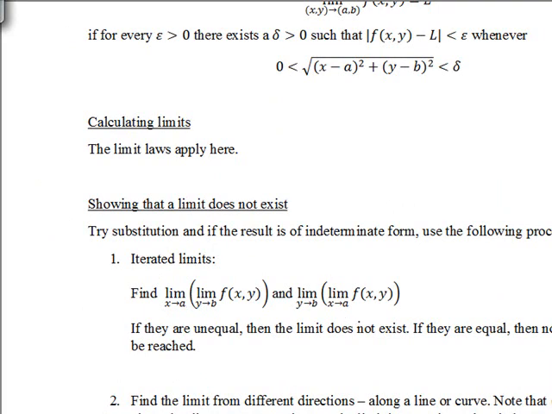If they are unequal, then the limit does not exist. If they are equal, don't say the limit exists. That's just along one direction or two directions. Remember, there are an infinite number. So if they are equal, further testing is necessary. What do you do? Check another direction.